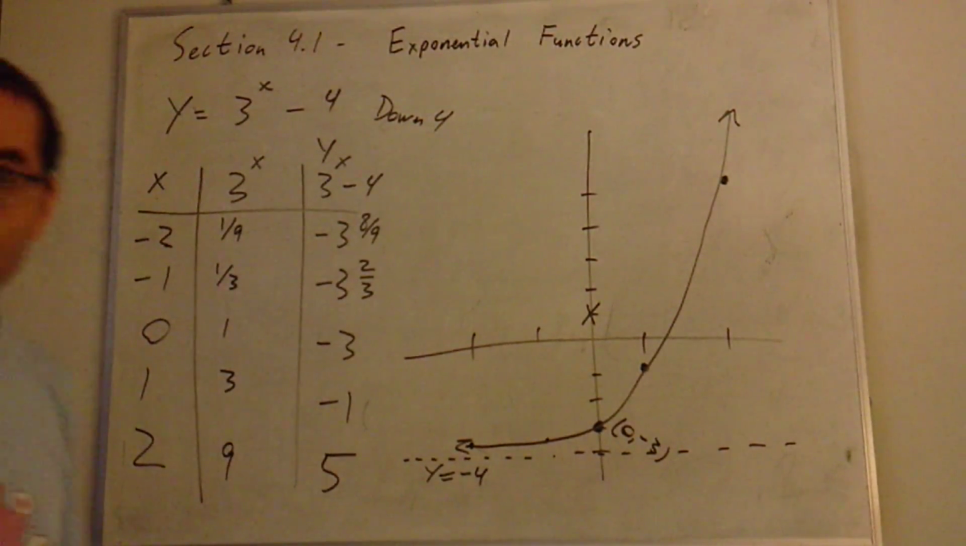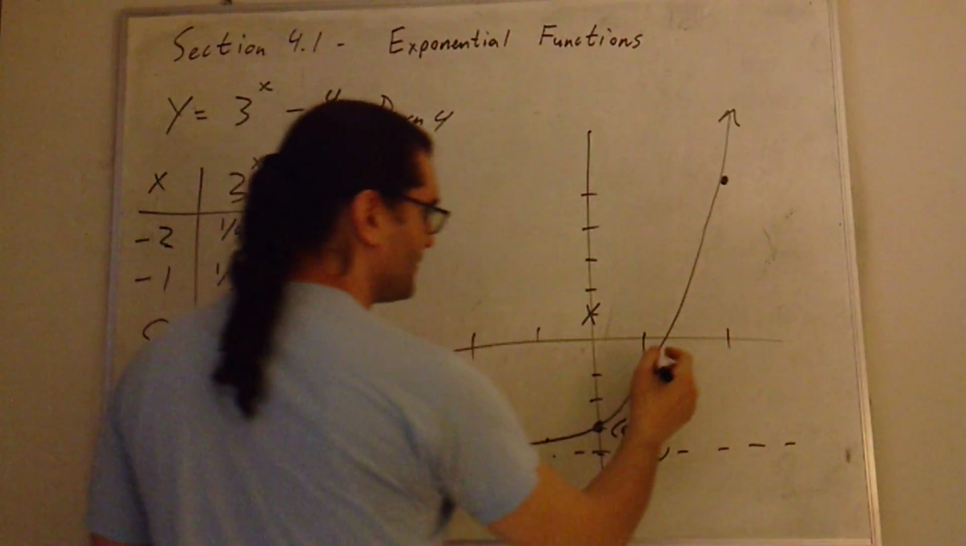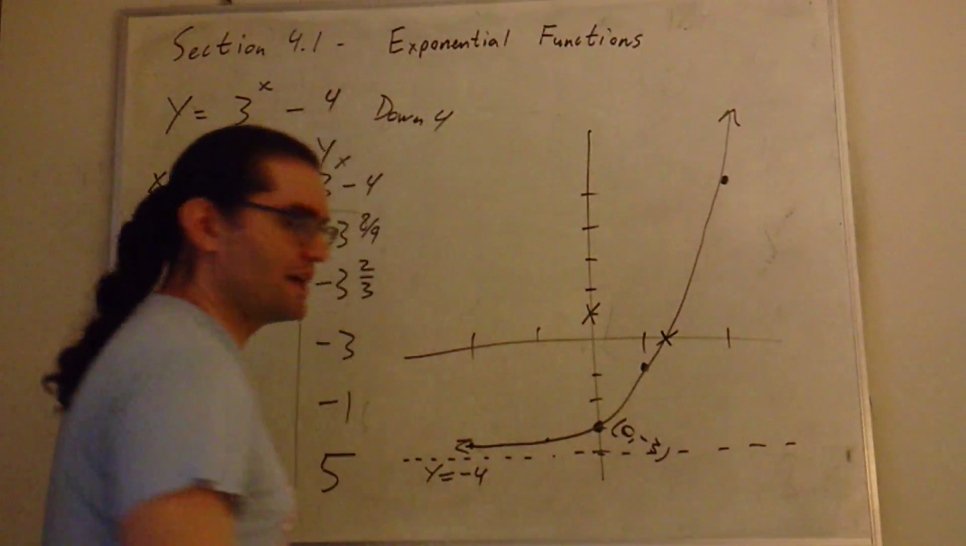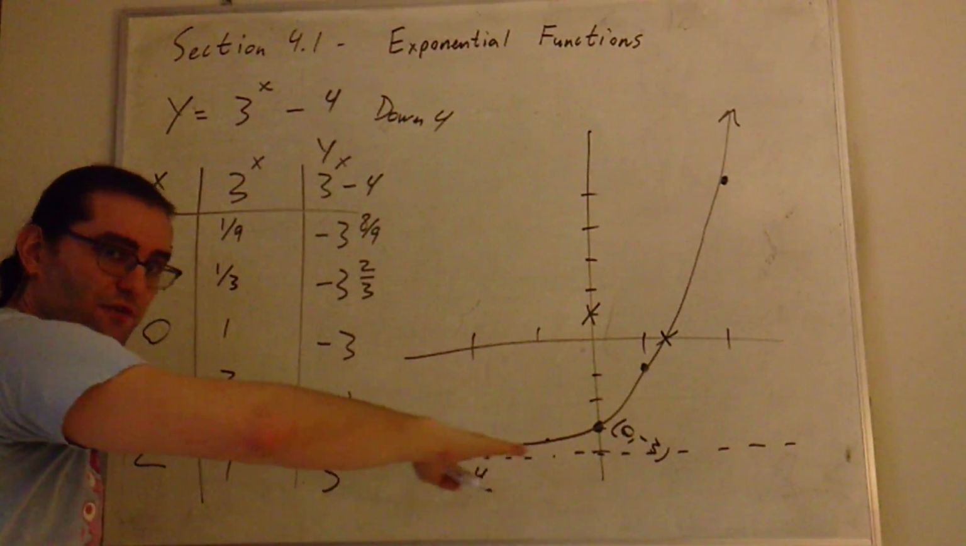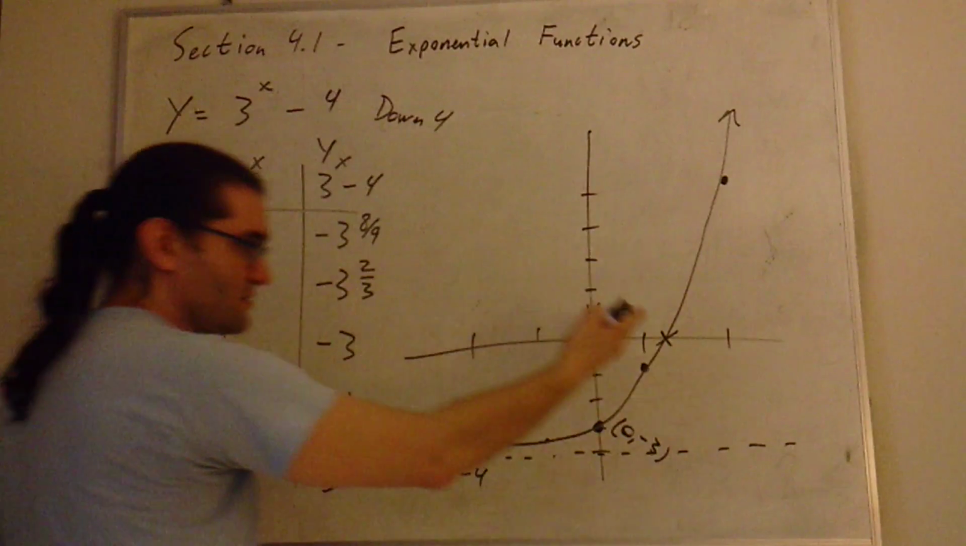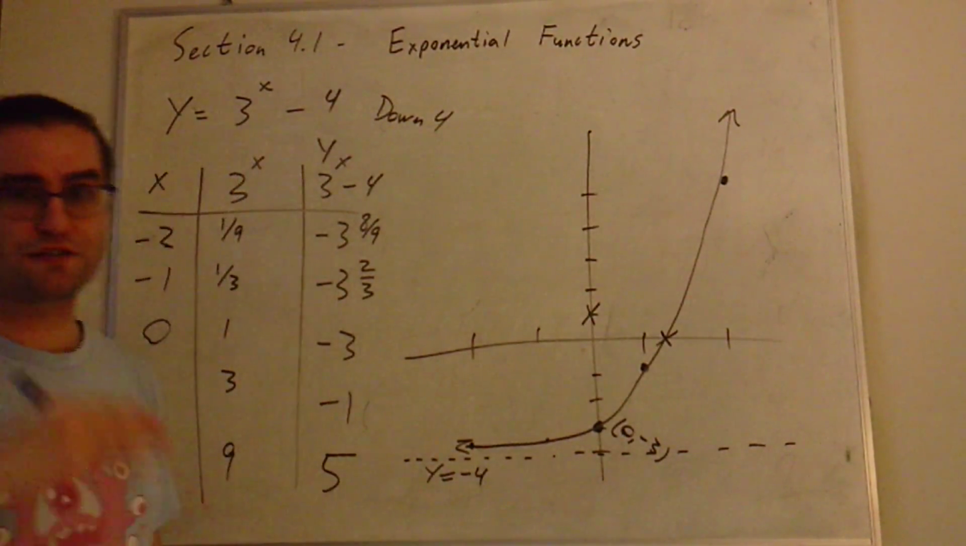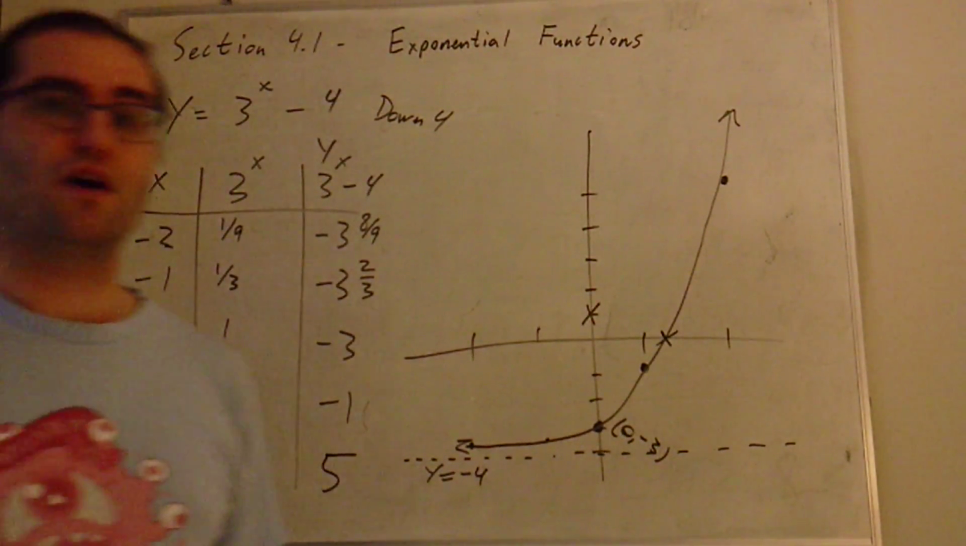And as promised, we have a graph that crosses the x-axis. Again, it doesn't cross the asymptote, but it does cross the x-axis because we moved the asymptote away from the x-axis.